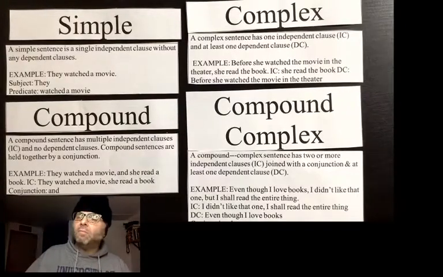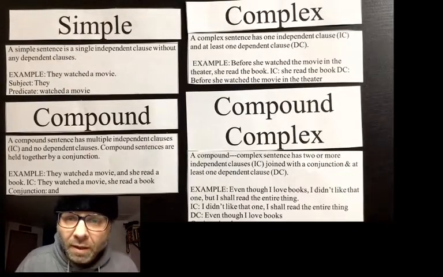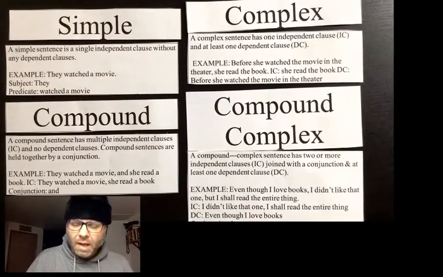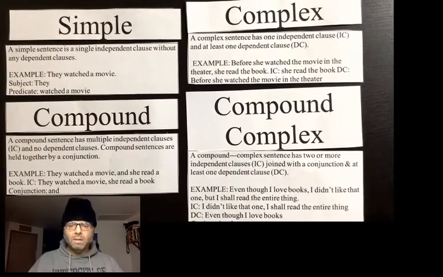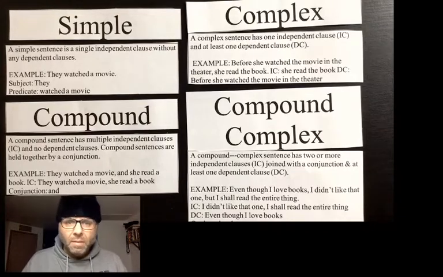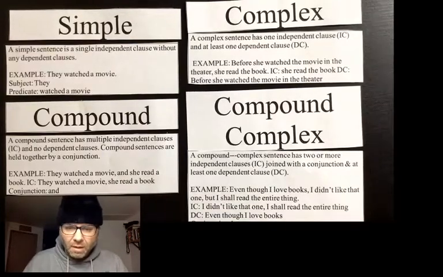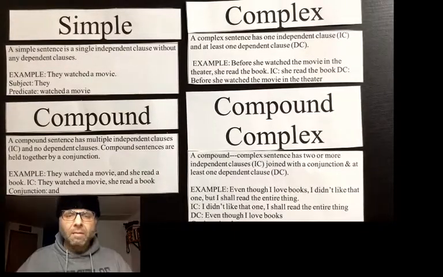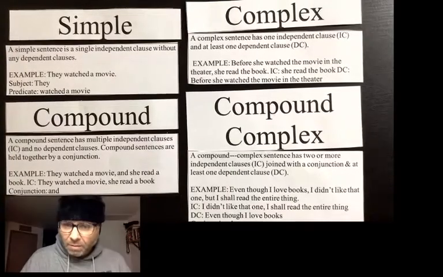Even though I love books, I didn't like that one, but I shall read the entire thing. Our independent clauses: I didn't like that one, and I shall read the entire thing. Those are simple independent clauses joined together to make a compound sentence. However, there is a dependent clause, even though I love books. This is making it an even more complex sentence. Therefore, we have a compound complex sentence.